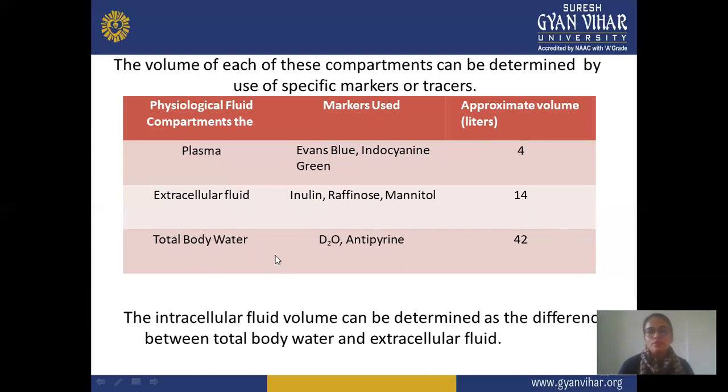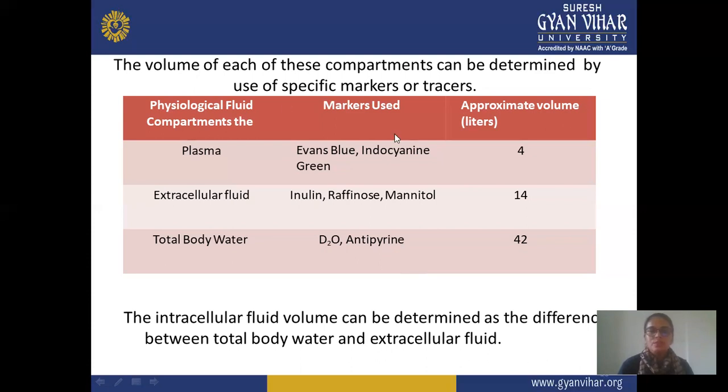And for total body water, you can check it with the help of these 2 markers, D2O and antipyrine. These 2 markers are used mainly to check how much body water, or total body water, is present. And the volume of total body water is approximately 42 liters.